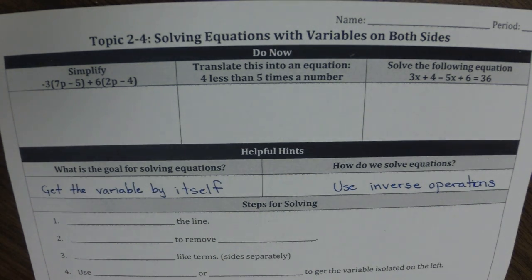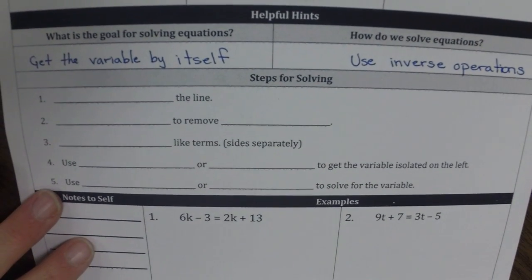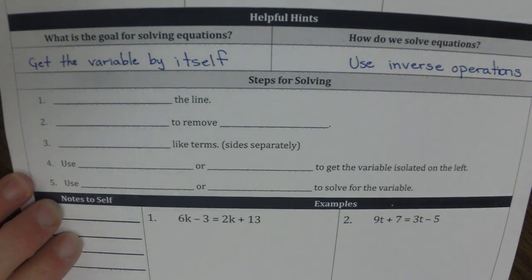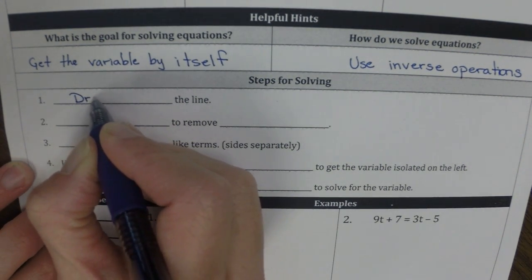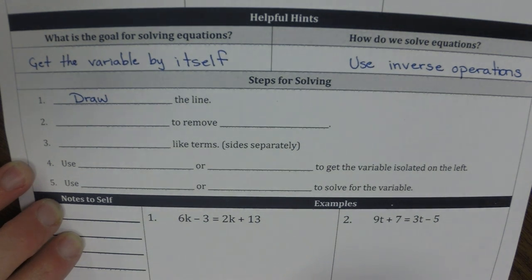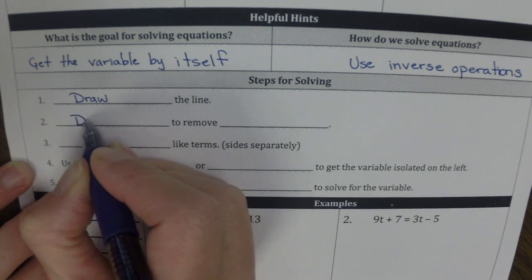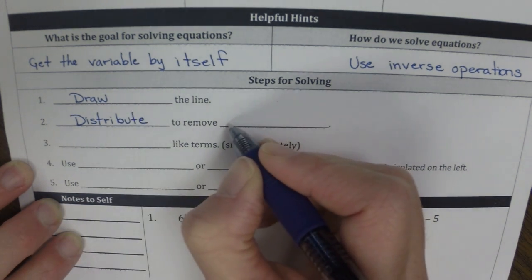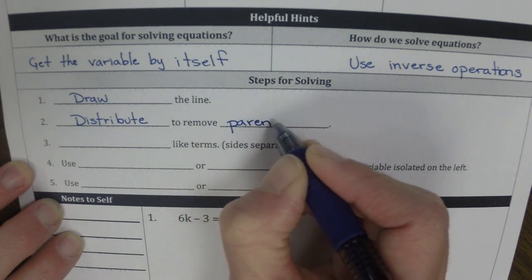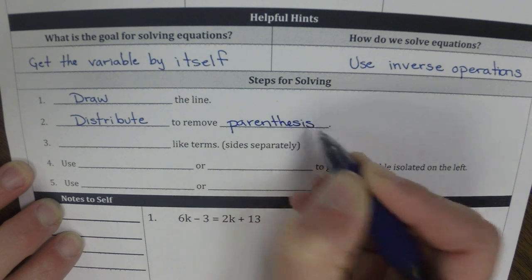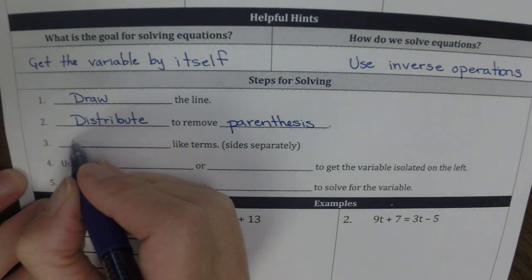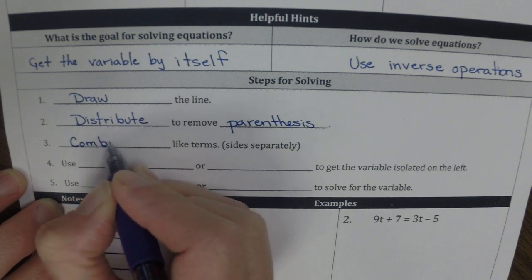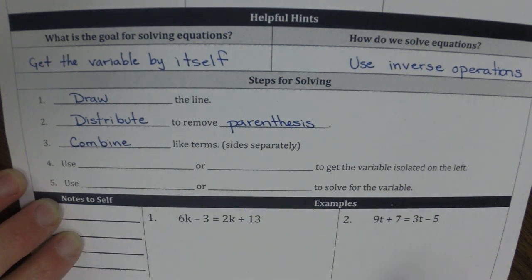So, the steps are still the same. As we're going through these, nothing has really changed. We're still going to draw the line first. Once we've drawn the line, we're going to distribute, and that's to remove parentheses or any other grouping symbols. Then we're going to combine like terms side separately, meaning you're going to look at the left side and see if anything goes together, look at the right side and see if anything goes together.